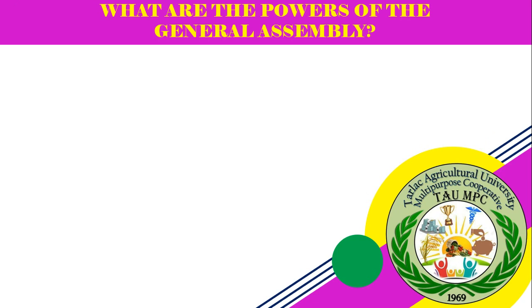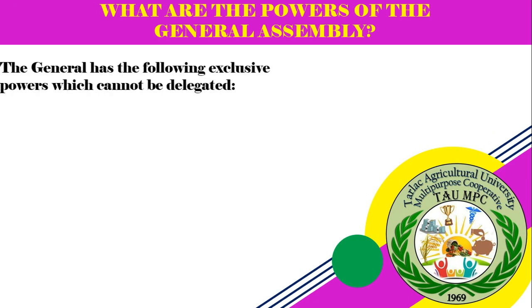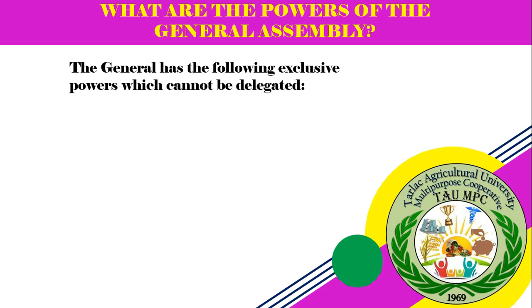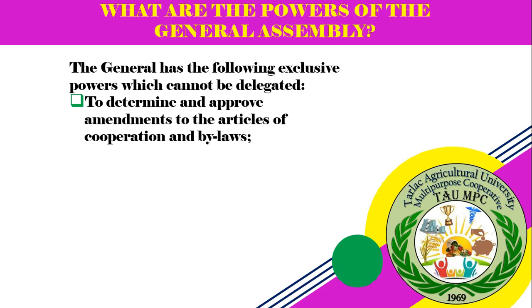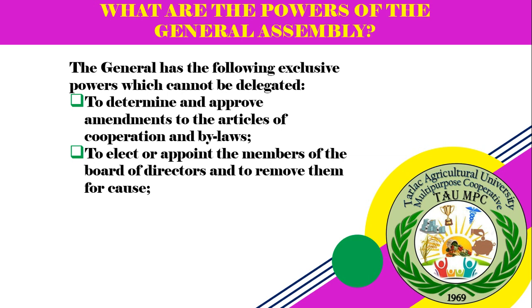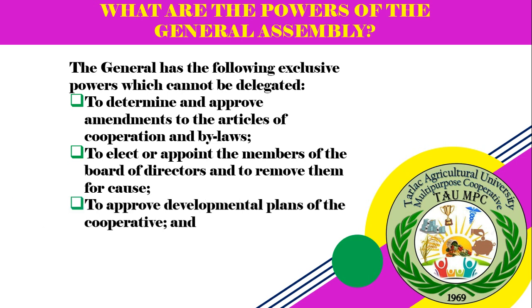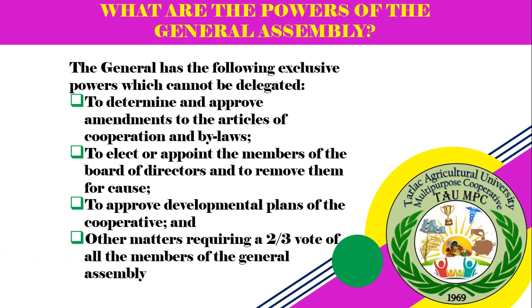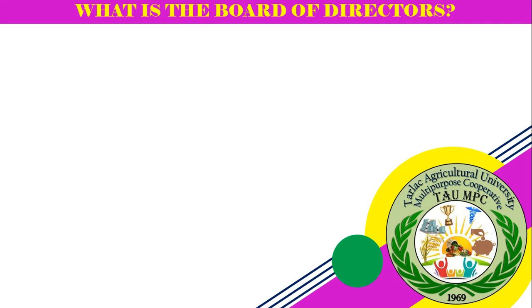What are the powers of the General Assembly? The General Assembly has the following exclusive powers which cannot be delegated: to determine and approve amendments to the Articles of Cooperation and bylaws, to elect and appoint the members of the Board of Directors and to remove them for cause, to approve developmental plans of the cooperative, and other matters requiring a two-thirds vote of all the members of the General Assembly.